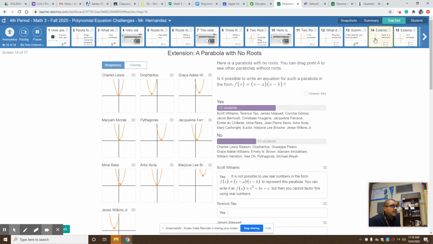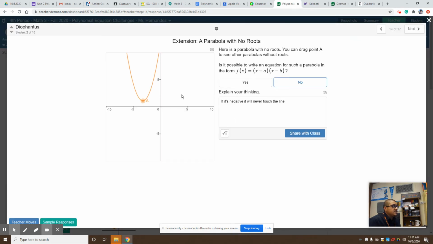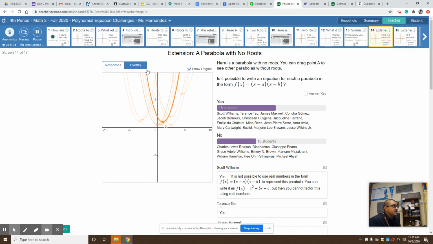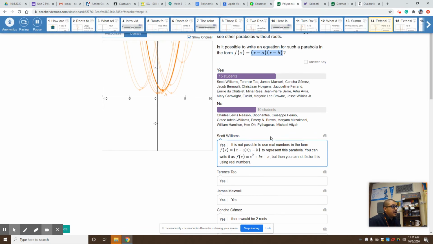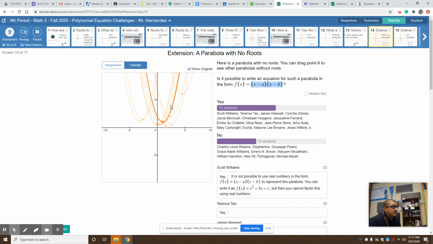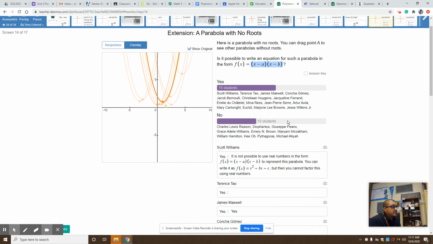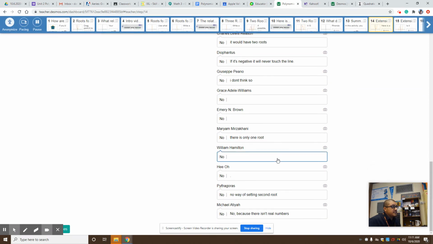But the last thing I want to talk about is this. All of these parabolas are not touching the x-axis. So technically, there's no x-intercept. So is it possible to write it as factors, knowing that factors give you the x-intercepts? Well, no, it's not possible to write the factors because there's no x-intercepts. The only way that you can write a quadratic equation like this with no x-intercepts is in standard form. So I did see somebody write that.